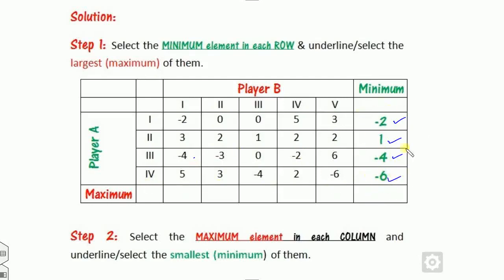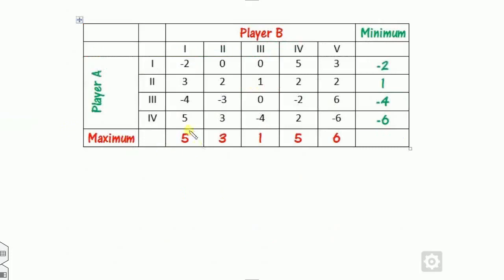Now select the maximum among them. The maximum value is 1, so I can put a box around it. You can underline that, and so on. Similarly, look at the maximum value in each column. The maximum value is 5. The meaning of 5 is the maximum loss suffered by player B when he opted for strategy 1, whatever strategy player A opted. Similarly, the maximum loss player B will suffer when he opted for strategy 2, whatever strategy was opted by player A, is 3, and so on. So we will get this.